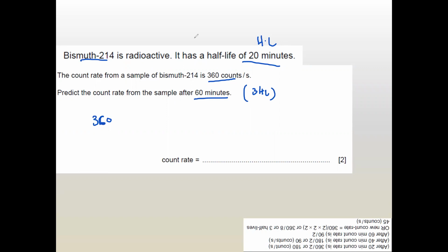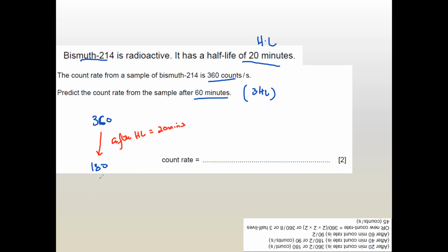So originally, now we have 360. After the half-life, means after 20 minutes, how much of the sample will be active, emitting out radiation? Half of 360 is 180.